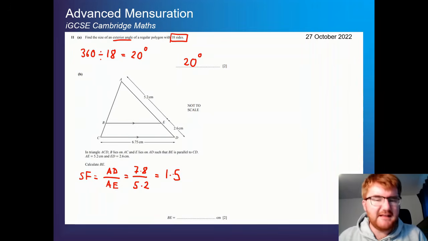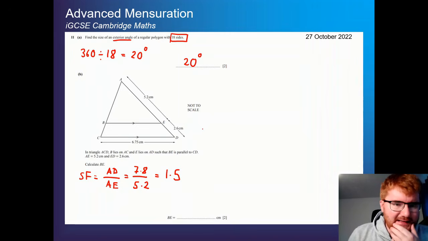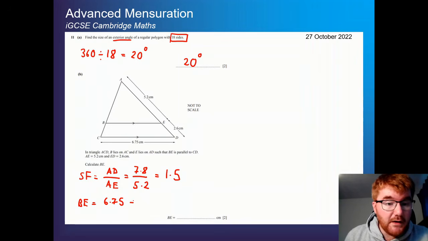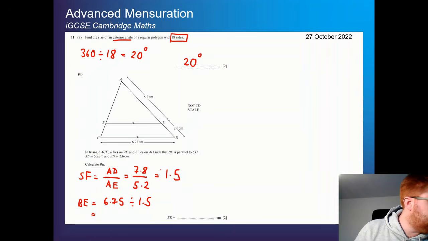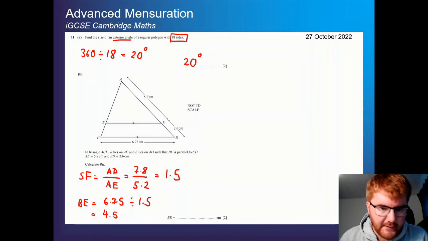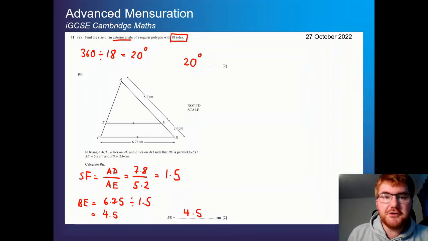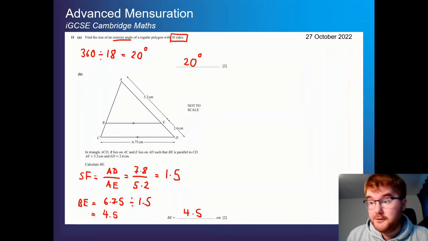Always a good sign if you're getting things like 1.5 or 2/3, things like this. And in this case, we want to work out BE, so we're going to use the 6.75 that we know, and because we're going from bigger to smaller, we are going to divide by 1.5. If I do that, so 6.75 divided by 1.5, we then get our final answer of 4.5 centimeters. Classic similarity question. Make sure you do practice those. They come up pretty often on these paper 2s and paper 4s as well.